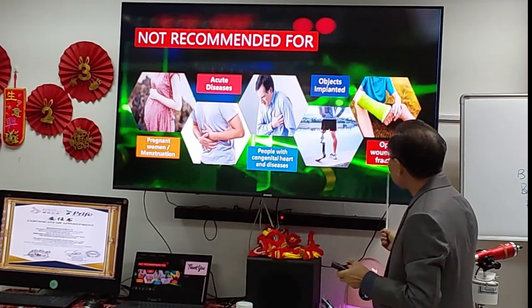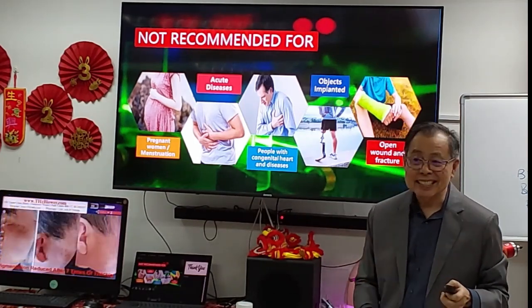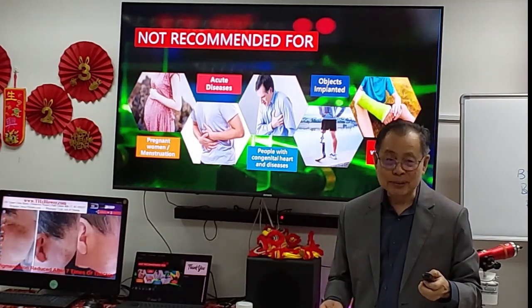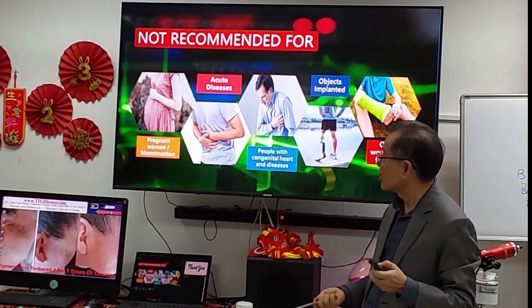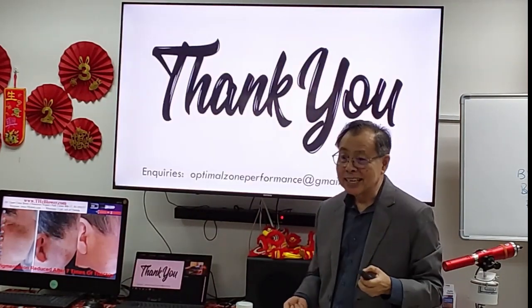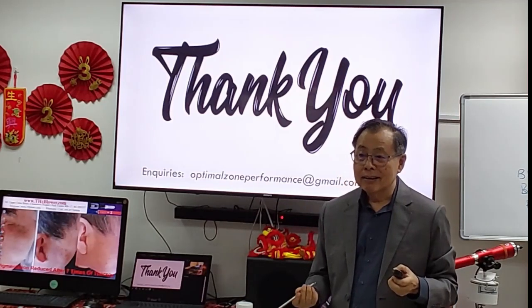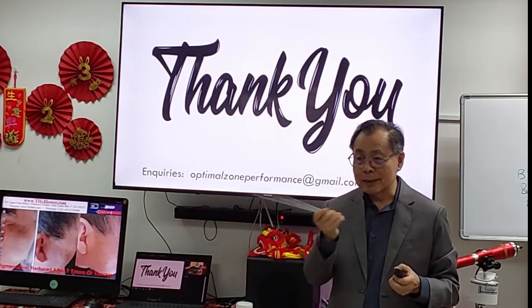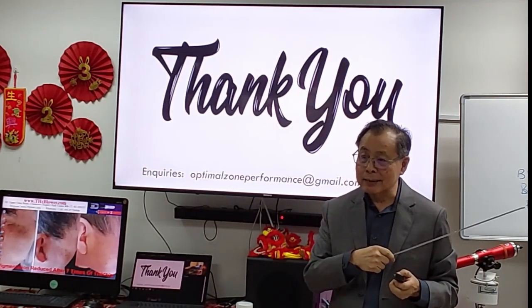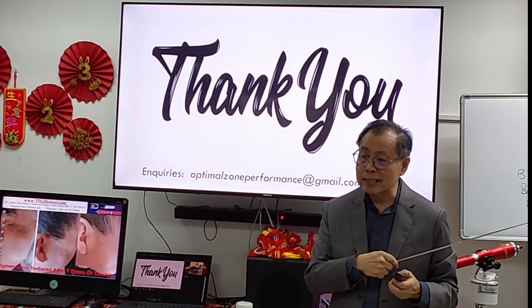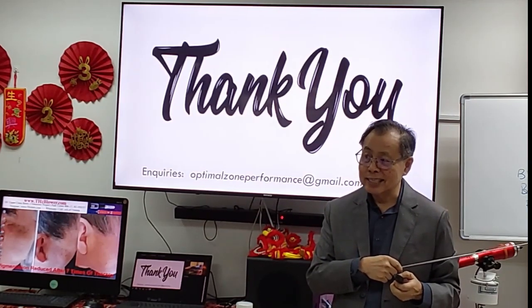Okay. Open wound and fracture, the good news is yes. Therapies can be used on open wounds. That's what research is. They say not recommended for open wounds, but recently there have been quite some papers on it that say yes, it can be used. It does improve healing on open wounds.